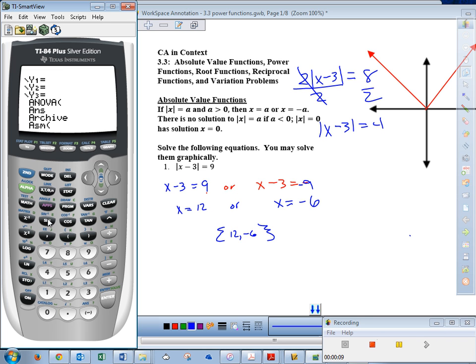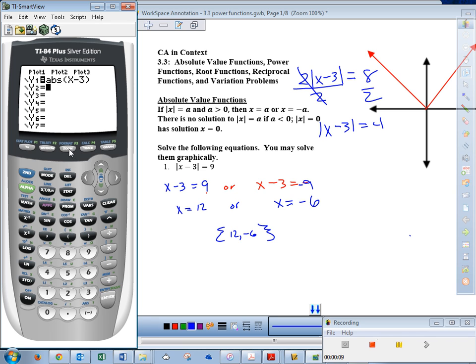I would type in x minus 3. And I've got an older calculator than most of y'all's. Most of y'all's will actually put absolute value bars in there anymore, but mine's older. The other thing I want it to equal is 9. So you take each piece separately and make them a function of their own, and then you graph them.